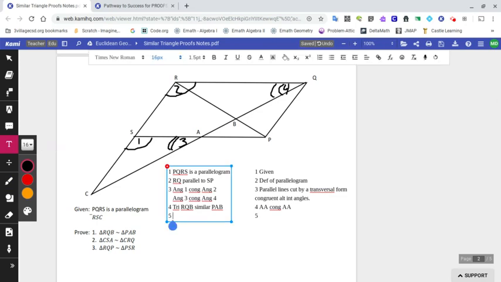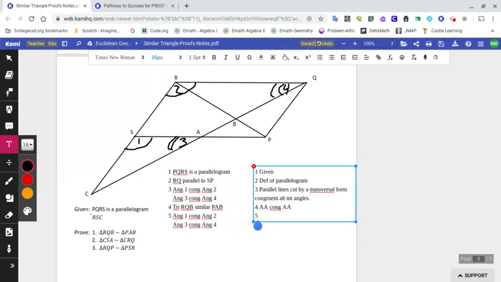I'm going to say angle 1 is congruent to angle 2. I'm still using congruent because the angles themselves are congruent. The triangles are similar, but the angles themselves are congruent. The second thing I can say here is angle 3 is congruent to angle 4. And the reason for that looks just like number 3: parallel lines cut by a transversal form congruent, in this case corresponding, angles.